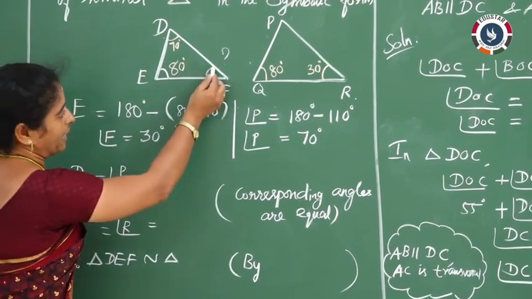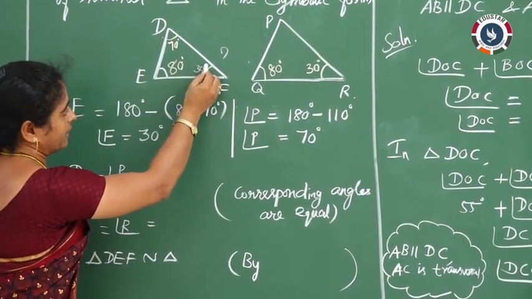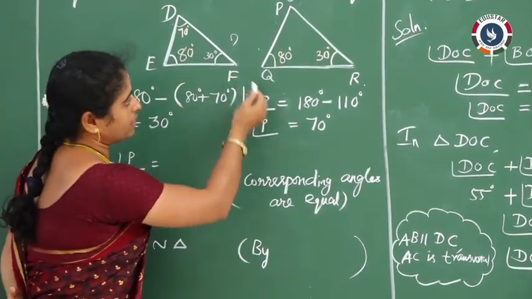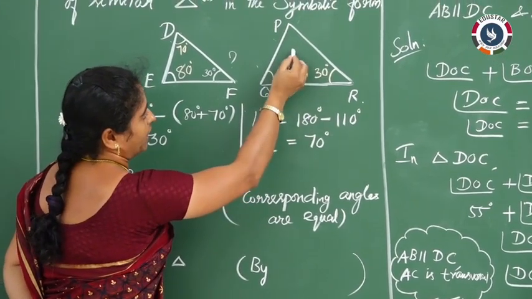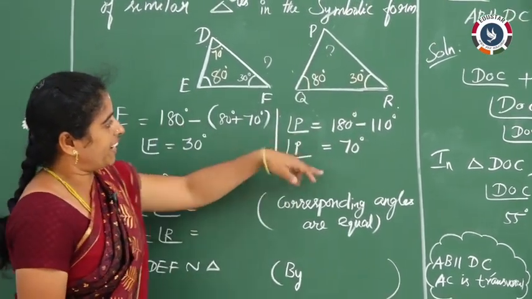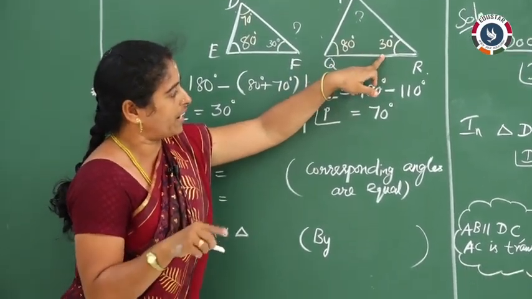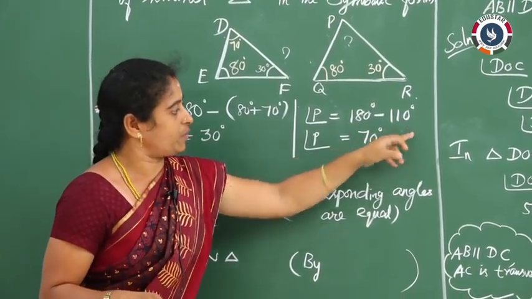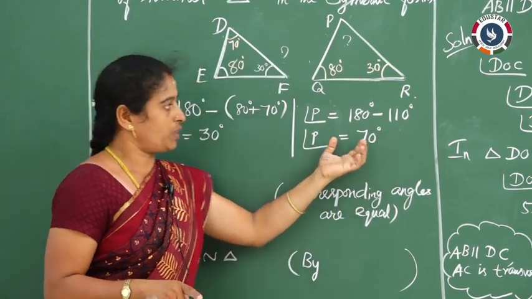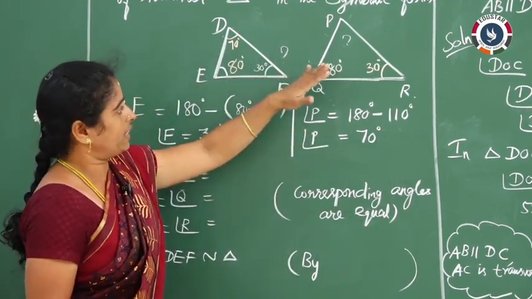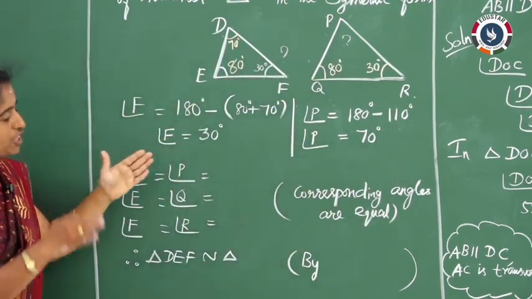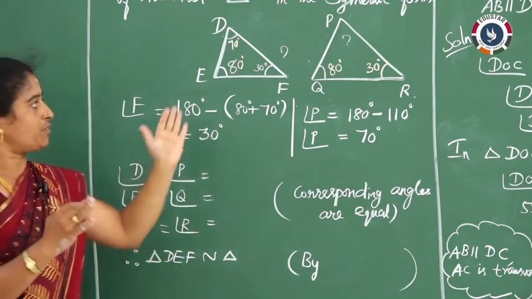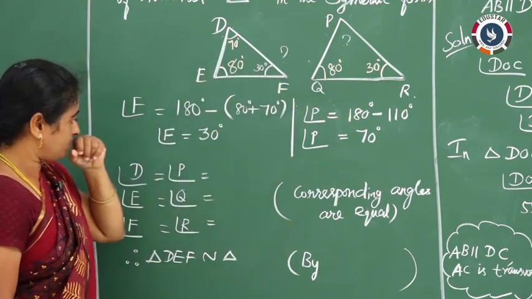So this angle F is 30 degrees. Similarly, from the second triangle, what is the unknown third angle? 180 minus (80 plus 30) is 110. So 180 minus 110 is equal to 70 degrees. So we got the two unknown angles for the two triangles. Now we are going to compare the angles of the given triangles.